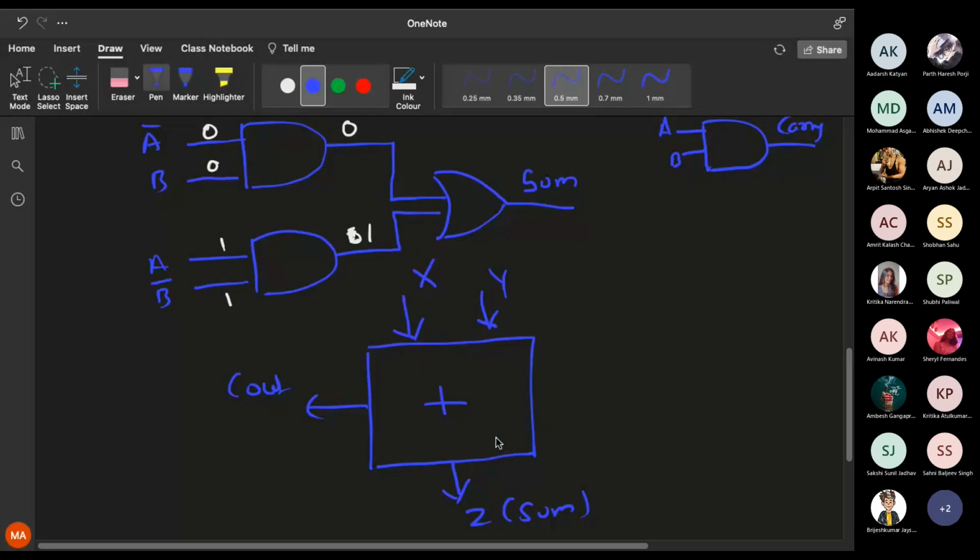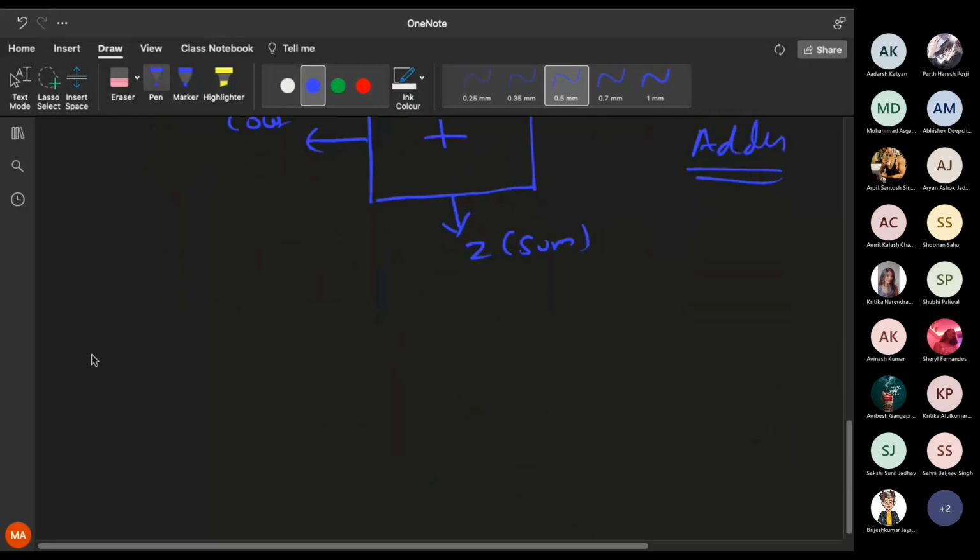Is that clear? This is something called a half adder. So there is a problem with this circuit. Okay, what is the problem? The problem is, let's say, if I just want to add three values.